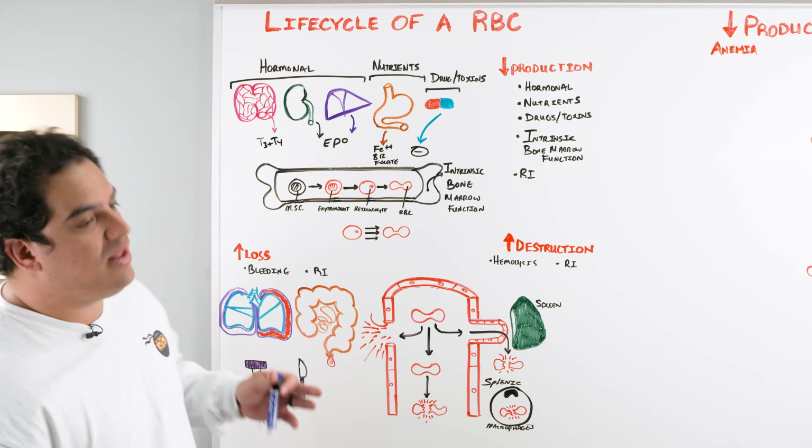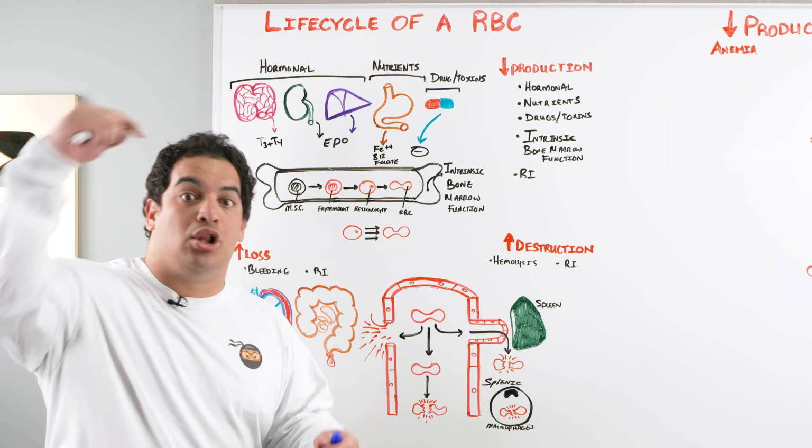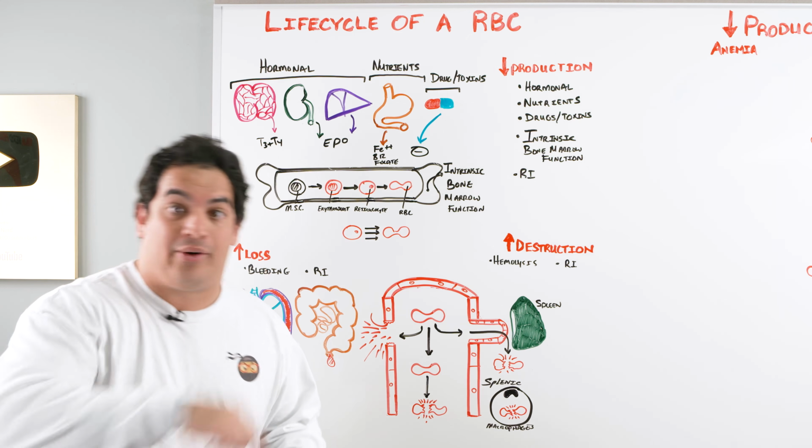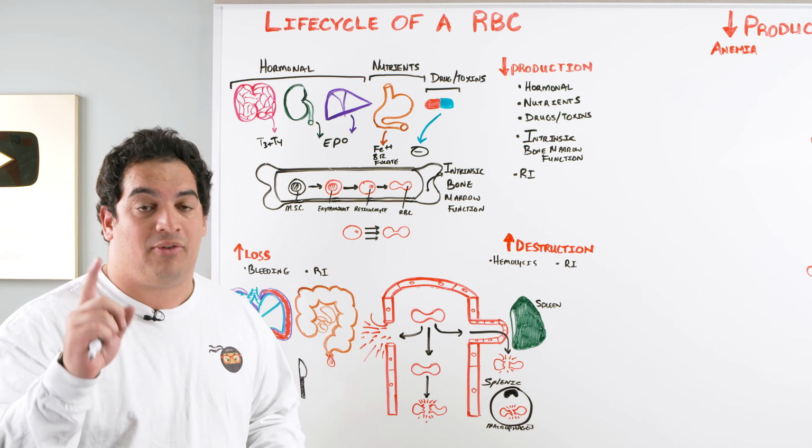So here's how I want you to think about anemia. Anemia is a low number of red blood cells, therefore a low hemoglobin and a low hematocrit. We'll write that down in a little bit, but that's what I want you to remember for anemia.